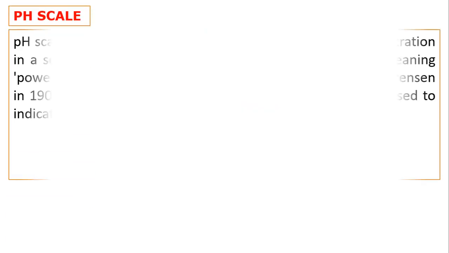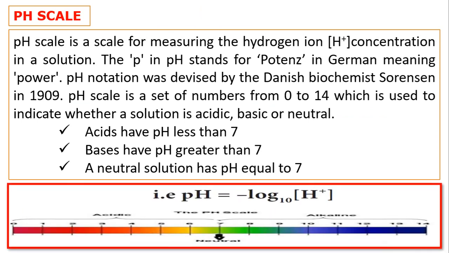The next topic is called the pH scale. The pH scale is a scale measuring the hydrogen ion concentration, that is, the H+ ion concentration in a solution. So the pH scale is the power of hydrogen ion concentration in a solution. pH stands for potenz in German, meaning power. So you have to find the power of hydrogen ion concentration in a given solution. The pH notation was devised by the Danish biochemist Sorensen in the year 1909.